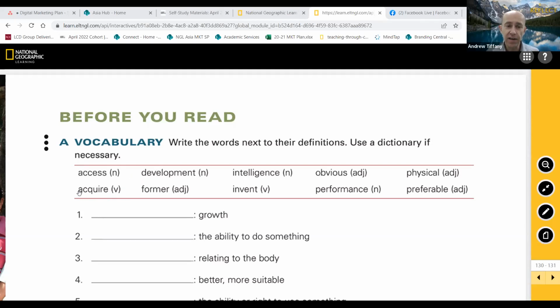Okay, let's take a look at the next one. So the next one down here is acquire. Acquire. So again, who can say this word? I won't say it first. Who can say it? Great. Okay, give me a sentence with acquire. If you know what the word acquire means, so Blanquita says get, okay.